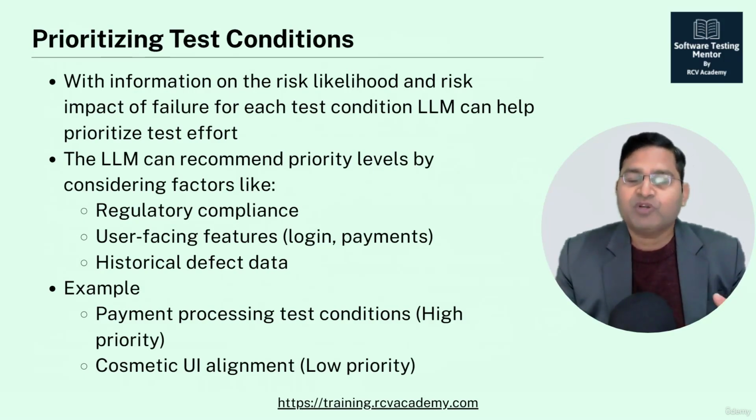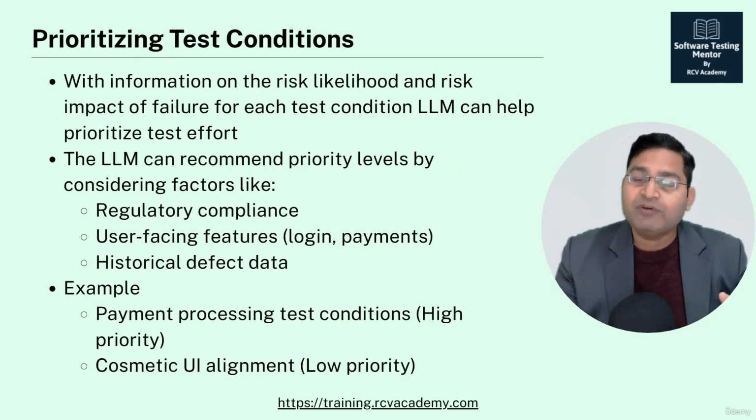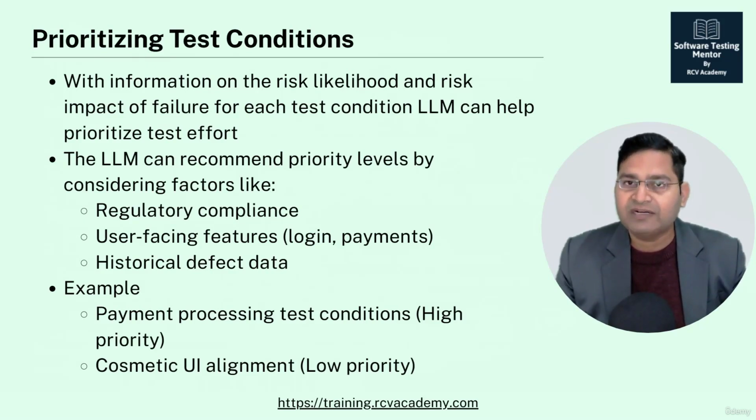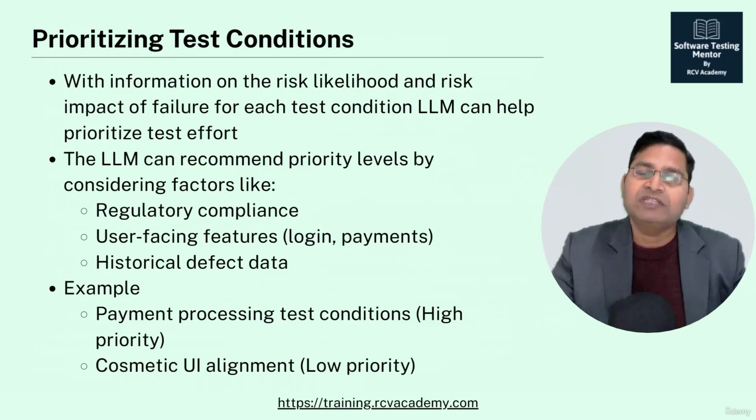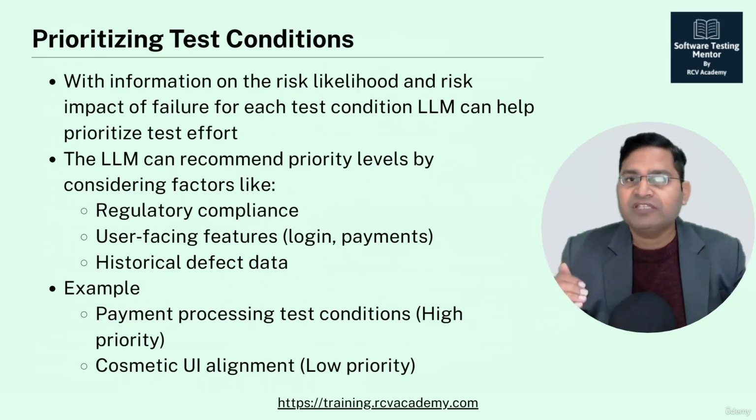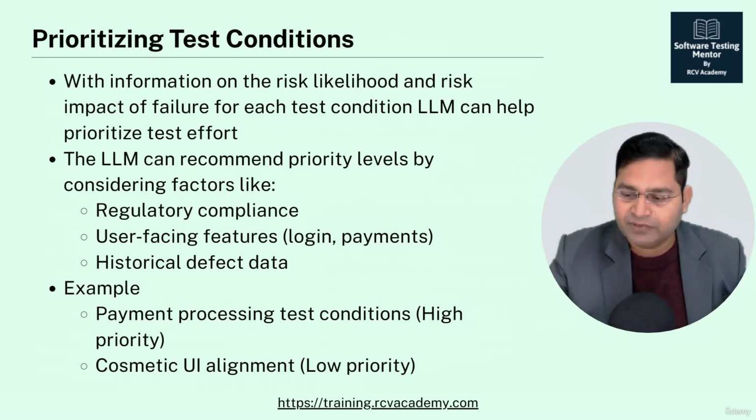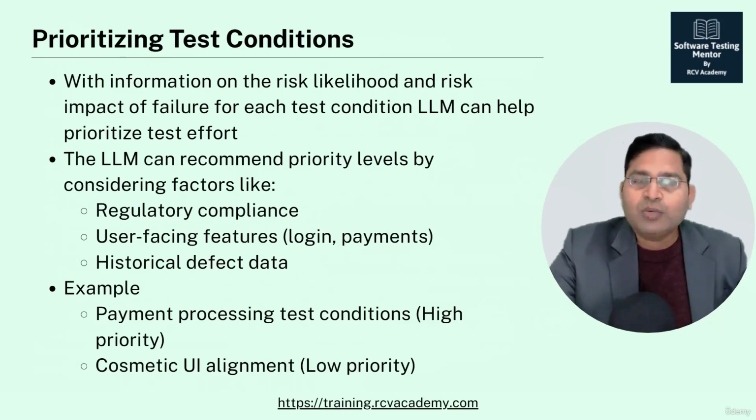For example, payment processing test conditions. If you have a payment processing test condition, if you have a cosmetic UI alignment, that will be considered as a low priority based on generic learning of LLM. But if you have specific factors that you provide, for example, this user story is there because there is a regulatory compliance, then obviously that will be high priority. If the feature is user facing, that will be considered as high priority by the LLM. Okay, so that's another area where Gen AI is really helpful.